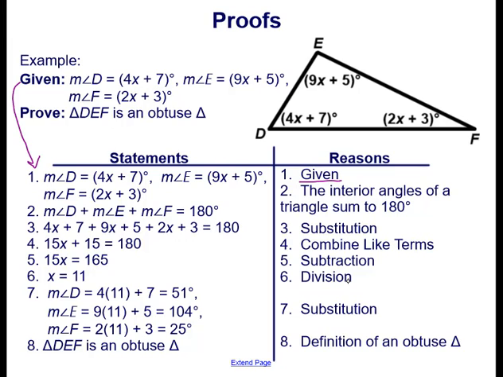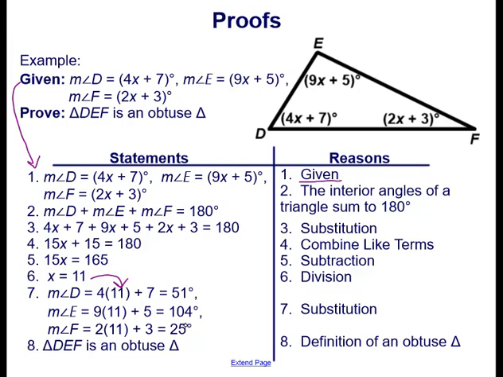So we have what x equals, which means we can now substitute that in for x in the expressions that are representing the measures of our angles. So substitution is the reason we can now say the measure of angle D is 4 times 11 plus 7, which is 51. The measure of angle E is 9 times 11 plus 5, which is 104. And the measure of angle F is equal to 2 times 11 plus 3, which is 25. So we have 51 degrees, 104 degrees, and 25 degrees.